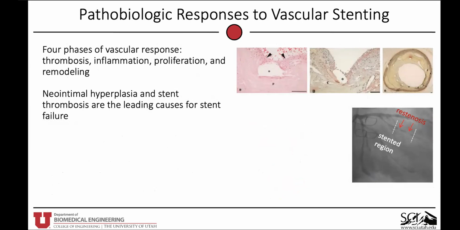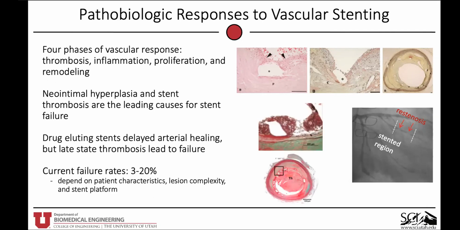So moving on, just continue with the pathobiologic response. The two failure mechanisms, neointimal hyperplasia, stent thrombosis, these can lead essentially to the formation of a new blockage we refer to as restenosis. So this is an angiographic image here. You can see the stented region I've highlighted, and you can see very low contrast in this region, and that's indicative of a new blockage. In this case, the clinician would go in, potentially deploy a new stent, or more commonly actually send this patient to the surgical room for bypass surgery.